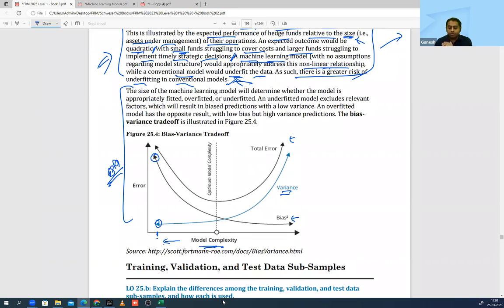When I increase the complexity of the model, that means I take more and more variables into the model. What is going to happen? My variance will be higher and my bias will be lower. But my intention is to find an optimal point where both of them are lower. So this can be an intersection point, but it depends upon how you want to choose, because I also want to reduce the total error.